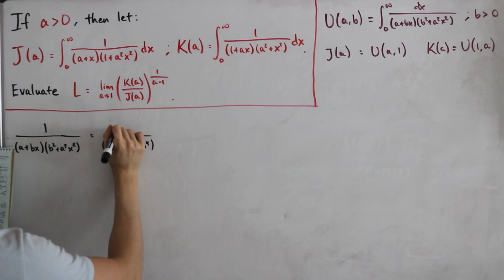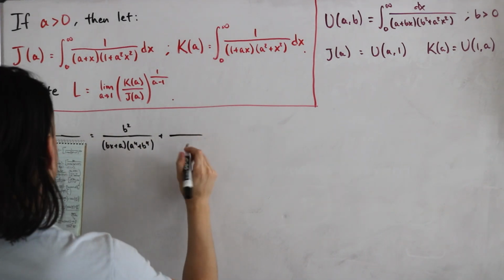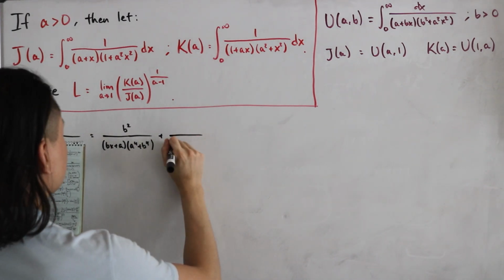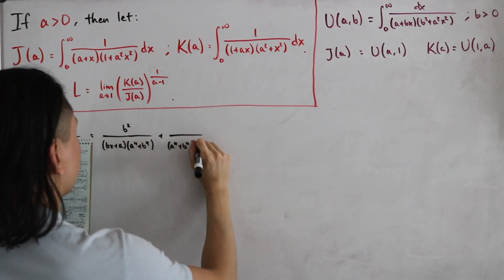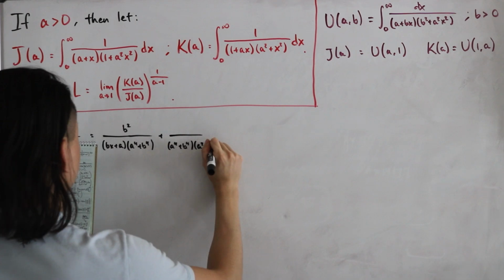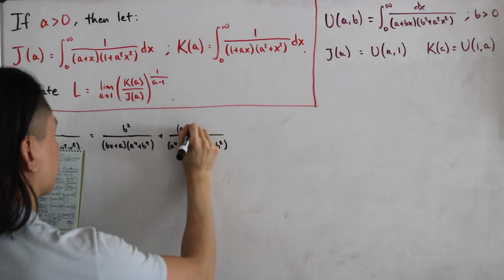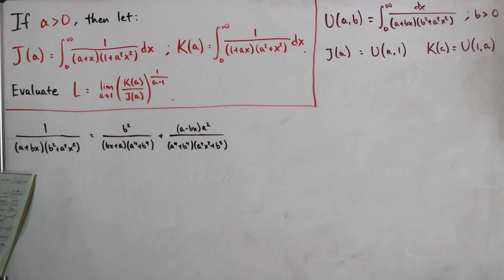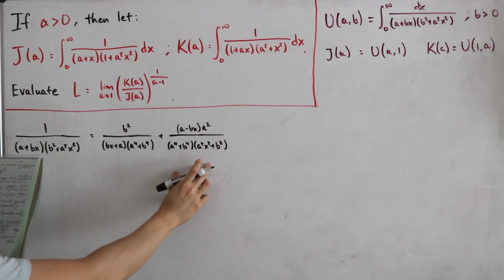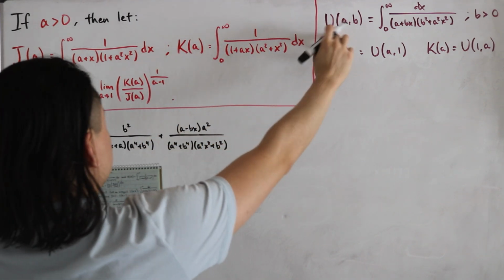Our numerator is going to be b squared, and then simply add this with, so again, our denominator, so that's going to be a to the power 4 plus b to the power 4 multiplied by a squared x squared, and then plus b squared. Our numerator is going to be (a minus bx) multiplied by a squared. Okay, so with this being the case, now let's go back to where our generalized integral is.